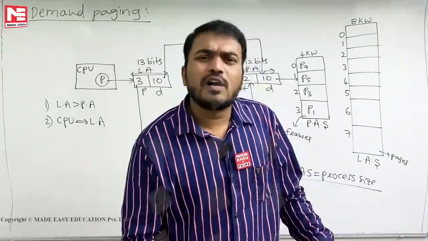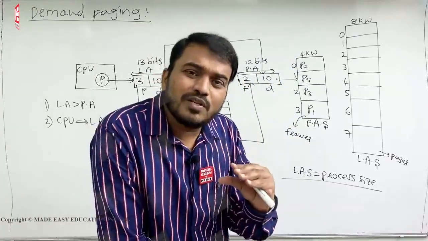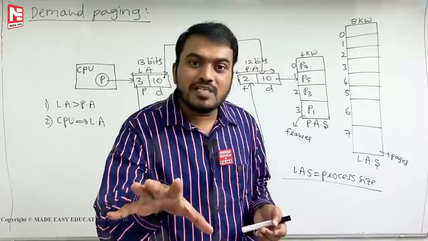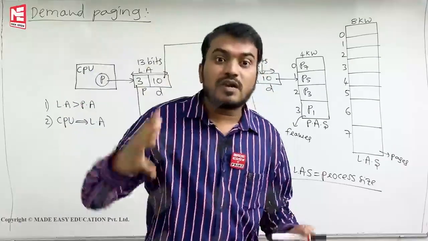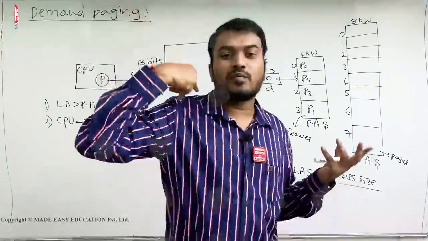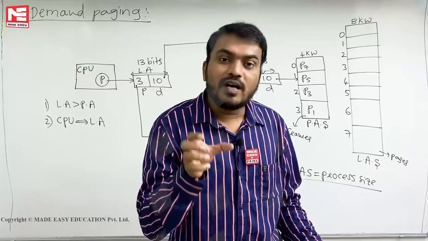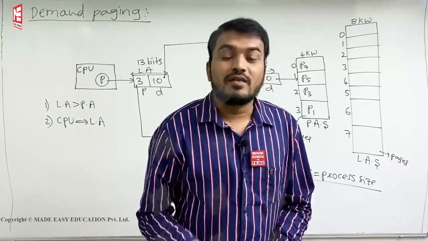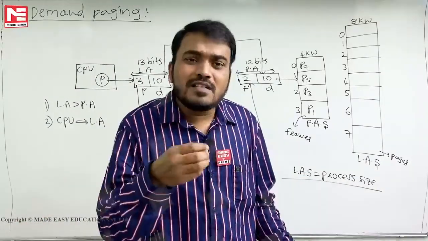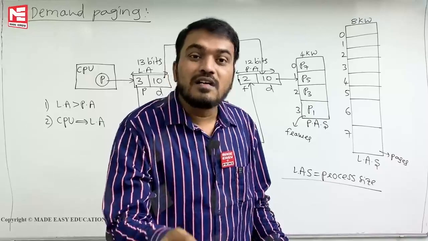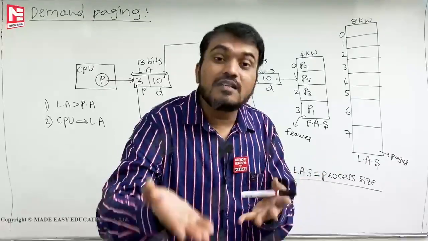So what are we trying to do? By allocating less memory to the process, we are trying to execute large size processes and more number of processes. Listen carefully. Indirectly, we are trying to increase the degree of multi-programming.